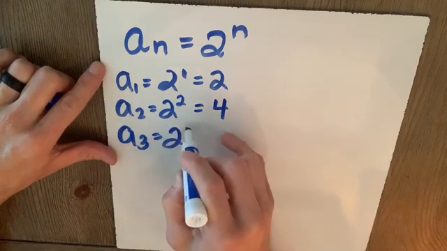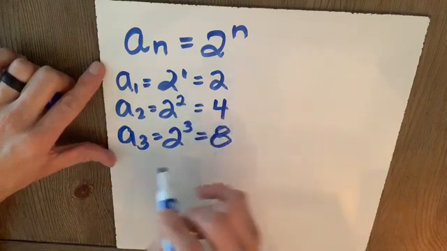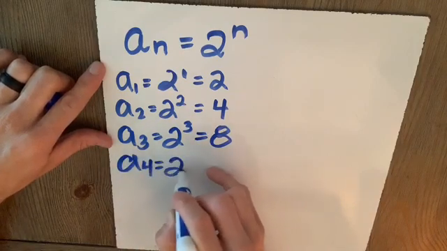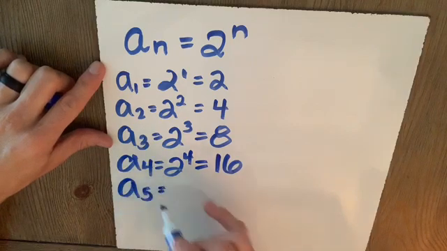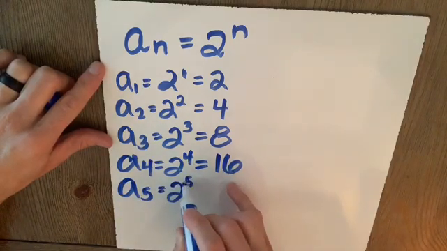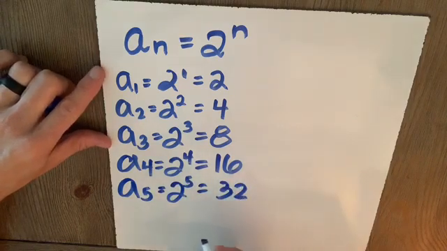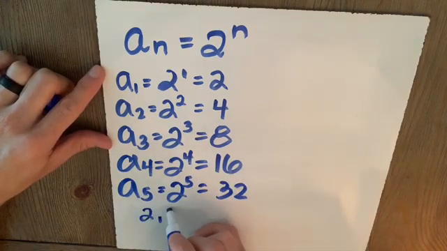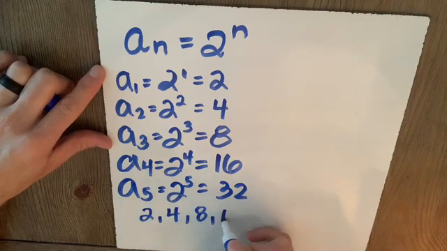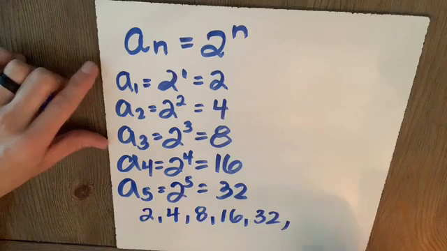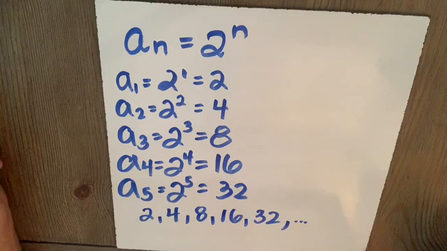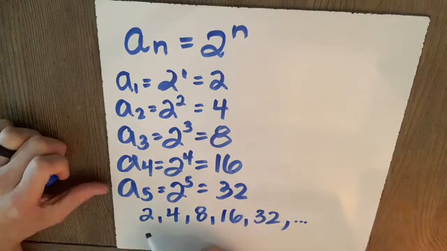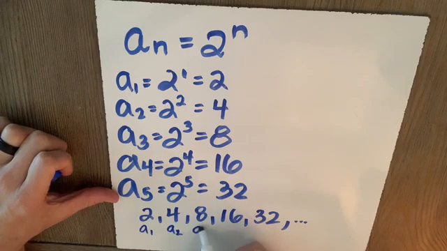A3 will be 2 to the third power, which is 8. A4 will be 2 to the fourth power, which is 16. The fifth, A5, is going to be 2 to the fifth, which is 32. So our sequence goes 2, 4, 8, 16, 32, etc. It's an infinite geometric sequence. Sequence because I have commas between the terms A1, A2, A3, A4, A5, etc.